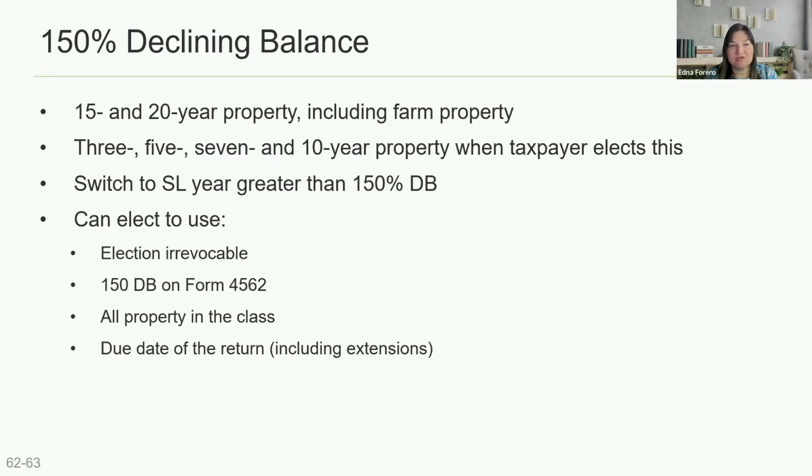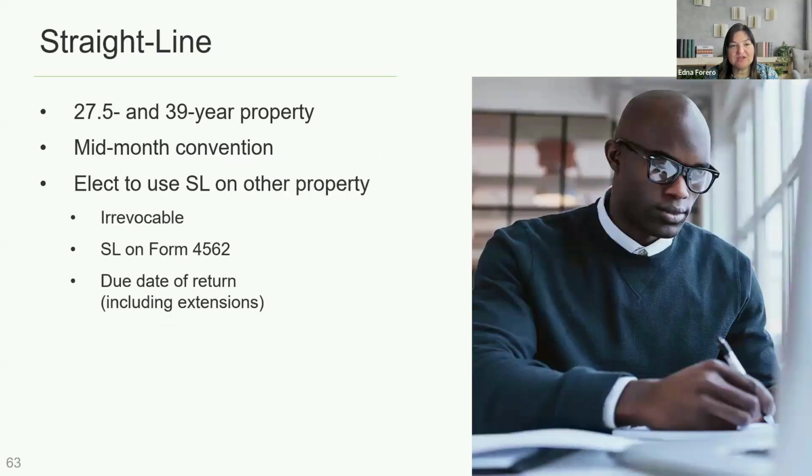It's irrevocable. You're going to report that on a Form 4562. All your property in the same class is going to be using that 150. And it can be elected, but by the due date of the return, including extensions. So the third option that we saw was straight line. Straight line is used for 27.5 and 39-year property.